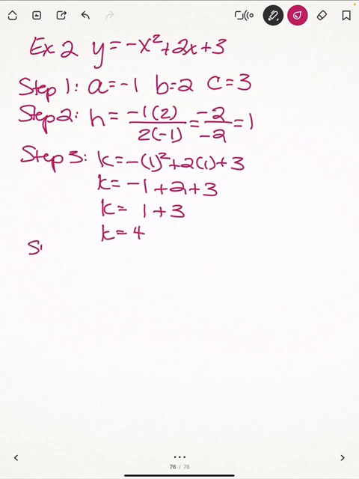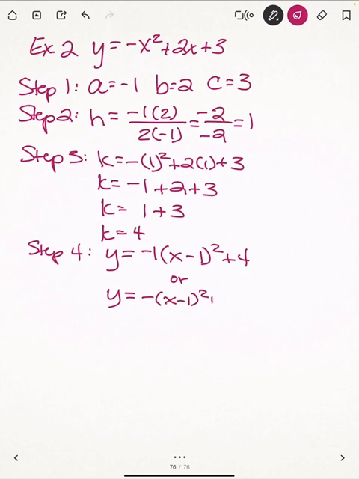And then lastly, for step 4, we're going to just plug in our values. Remember, our vertex form starts with y equals our a, which in this case is negative 1, parentheses x minus our h, which in this case is 1, squared, and then plus our k, which in this case is plus 4. Now, you could leave it like that, and I'm fine with that, but on your test, that digit of 1 goes away, and you're actually going to rewrite it as negative x minus 1 squared plus 4. And that's your final answer.